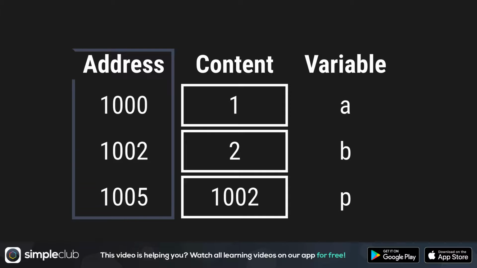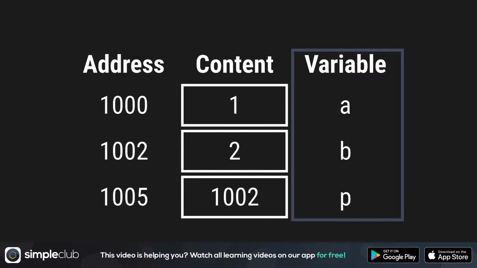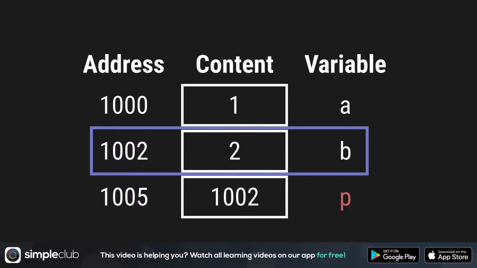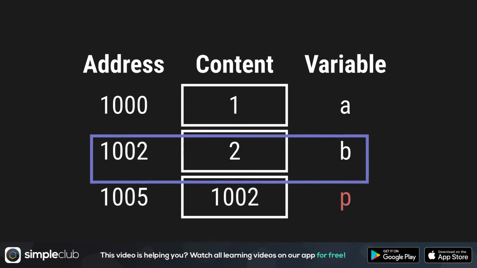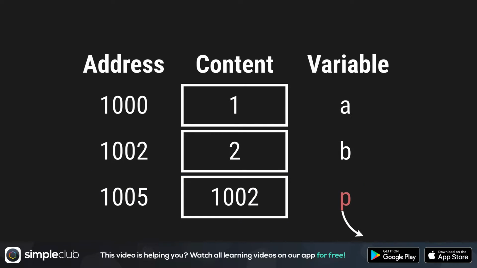Over here on the left, we've got the memory address, then the content, and then let's put in some variables right here on the right. P is going to be our pointer. The variable A contains a value of 1 with memory address 1000. The variable B contains a value of 2 with memory address 1002. Next is the pointer. It has an address 1005 and the address 1002 as its content. So that would mean that P currently has a value of 2. That is, the same value as B.